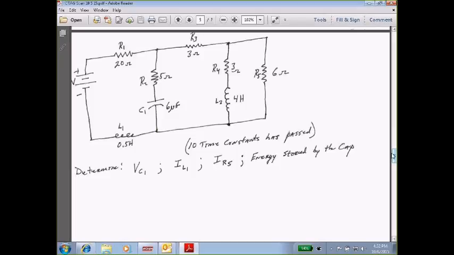But this one slid a little bit, and the voltage source is 50 volts. You need to know that. It's 50 volts. Now, it says 10 time constants has passed. So what do we know about the capacitors and the inductors?